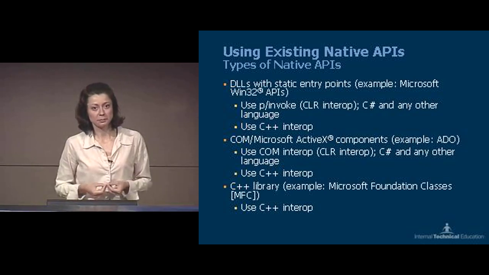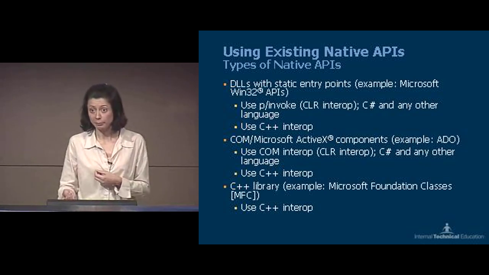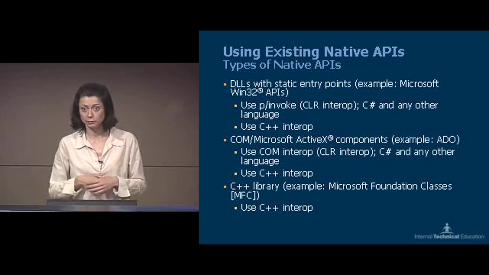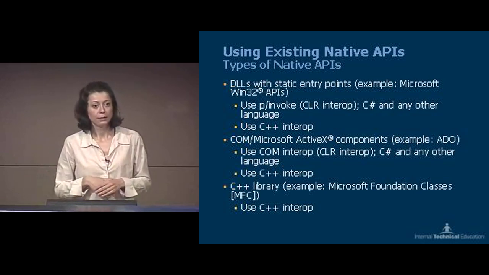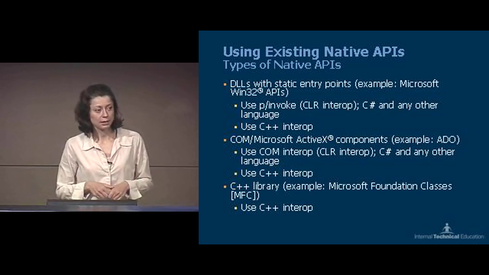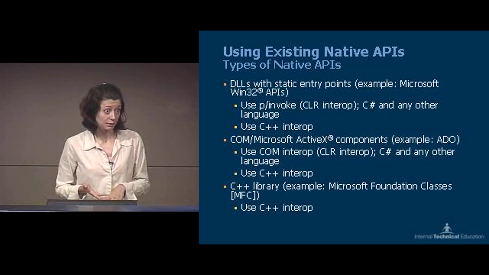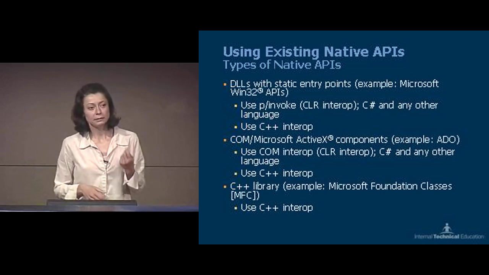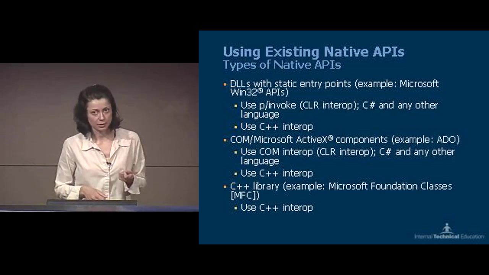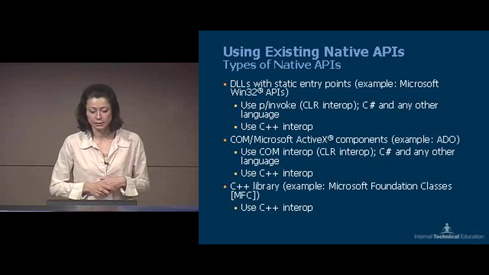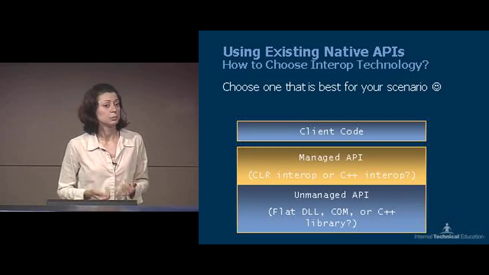Then the second type of native APIs is COM APIs, like ADO, for example, or Office APIs. For this type of native APIs, you can, again, use CLR interop or C++ interop. And the third type of native APIs you can have are C++ libraries, like MFC libraries. And for these, you can only use C++ interop.